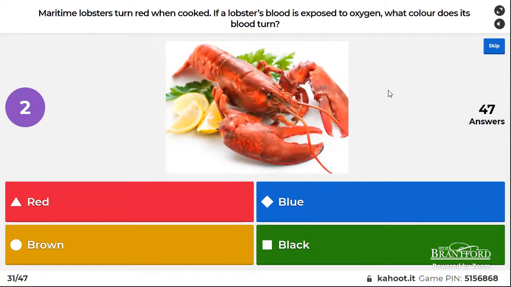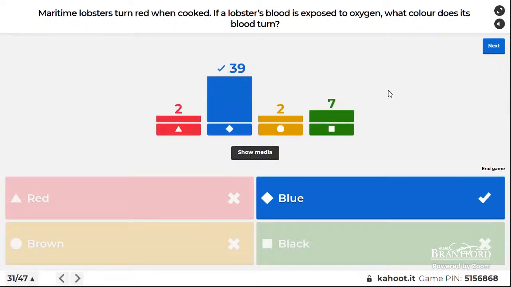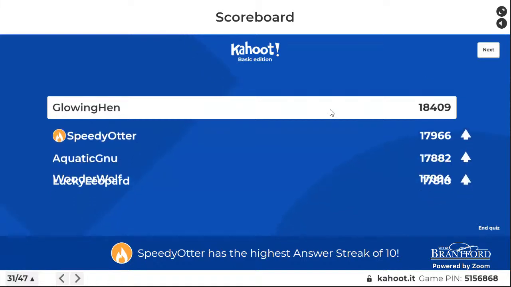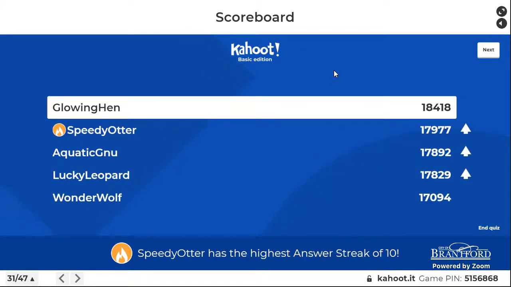So a bit of a weird science question here. Yes, most of you got this correct. They are famous for potentially having blue blood. 39 of you got that correctly. So let's see how that impacts the scores. Oh, quite a few changes here. So Speedy Otter, with a hot streak of 10 answers correct in a row, is now in second place, not far behind Glowing Hen, and Aquatic New has dropped down to, is now in third.